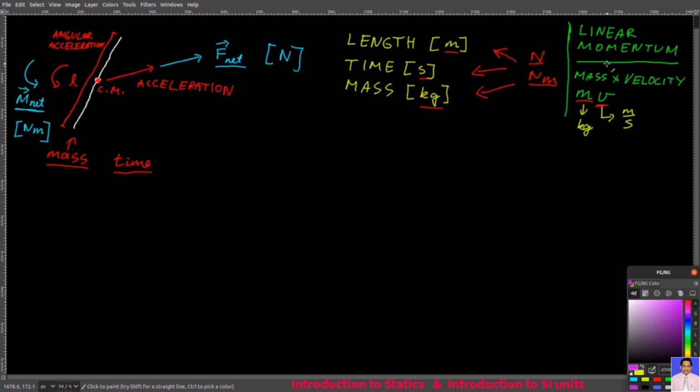And so force is the change of linear momentum with respect to time. In other words, F equals the derivative of m times v with respect to time. So d(mv)/dt. So it's a time derivative, the change of linear momentum with respect to time.